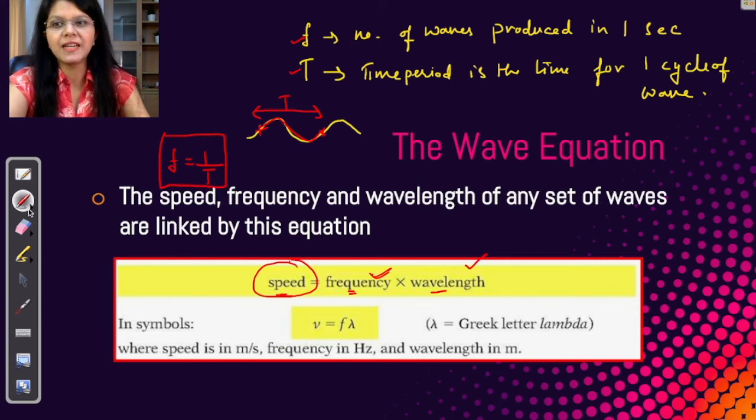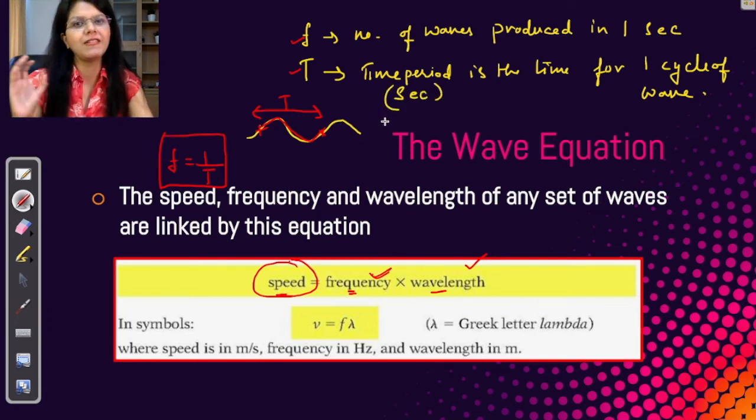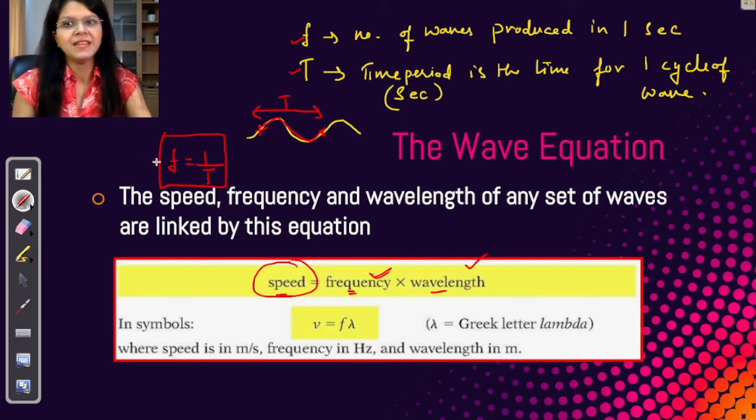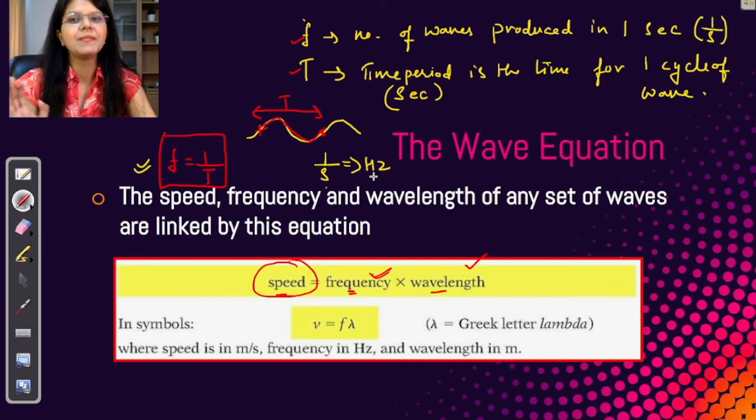The unit for time period would be seconds. The time period would always have a unit of second, right? SI unit for time is second. So from this formula, what should be the unit of frequency? The unit for frequency should be 1 over second. 1 over second is same as hertz. Either you write the unit of frequency as 1 over seconds or hertz, it means the same thing.